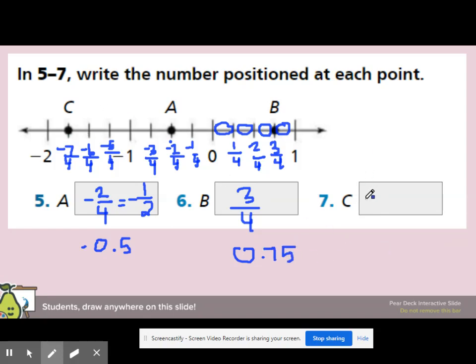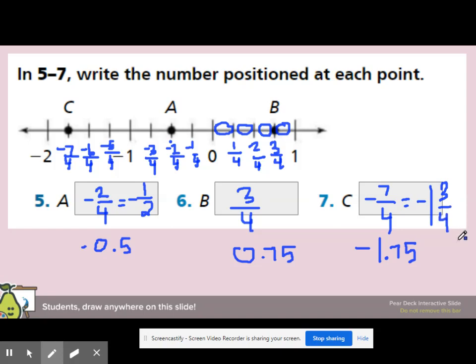And C is at negative 7/4. You could leave it as negative 7/4. You could change that to a decimal using a calculator or your brain and get negative 1.75. You could have changed it to a mixed number and had negative 1 because you went backwards one whole. And then you went 1, 2, 3 pieces past that. It could have been negative 1 3/4.